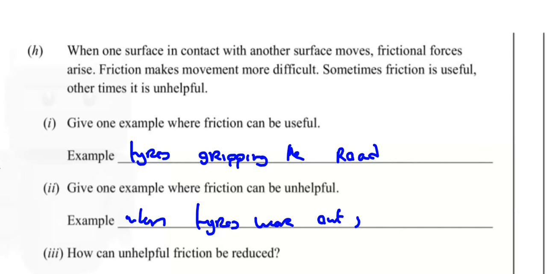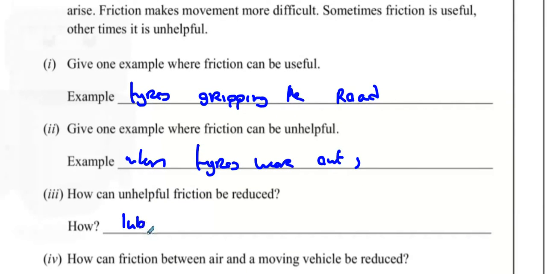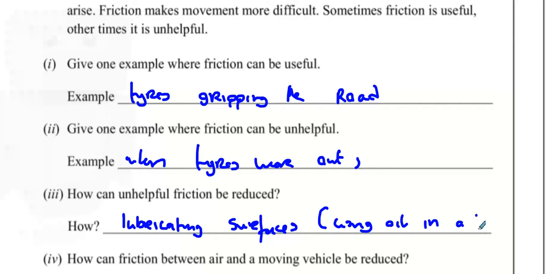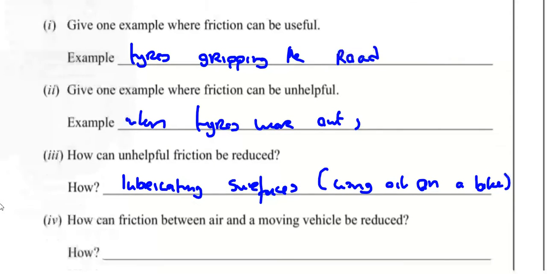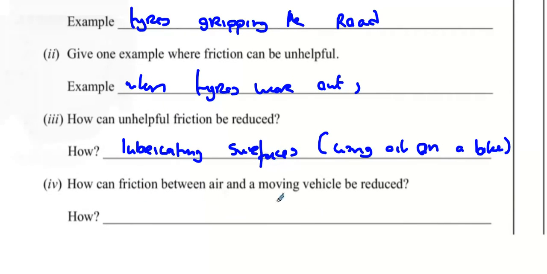How can friction be reduced? By lubricating surfaces. Example, using oil in a car or oil on a bike. How can friction between air and a moving vehicle be reduced? Air streaming or aerodynamics is where you design the cars to be more aerodynamically efficient.